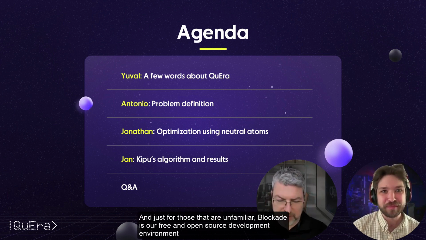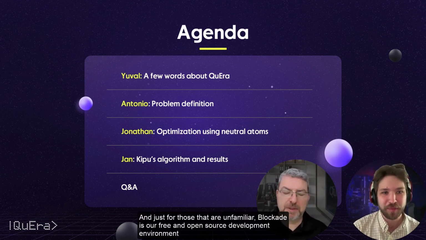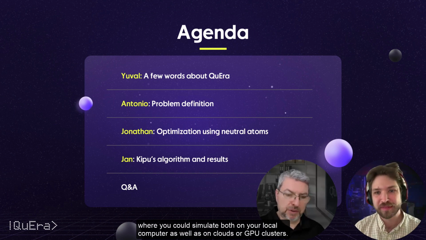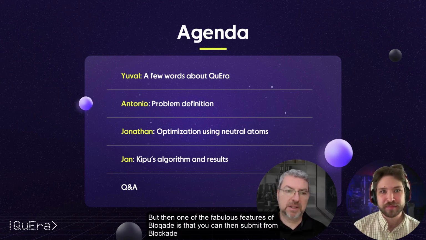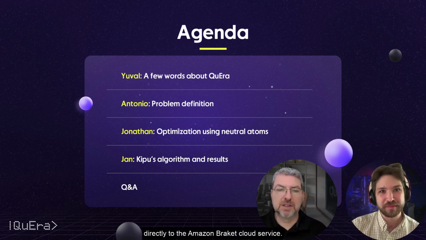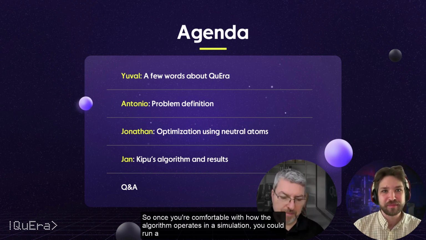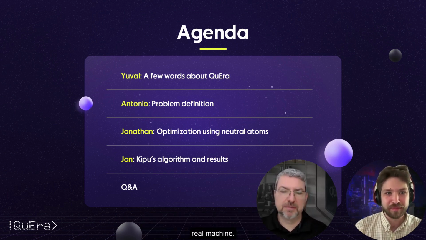And just for those that are unfamiliar, Blockade is our free and open source development environment where you can simulate both on your local computer as well as on clouds or GPU clusters. But then one of the fabulous features of Blockade is that you can submit from Blockade directly to the Amazon Braket cloud service. So once you're comfortable with how the algorithm operates in a simulation, you can run it on the real machine.